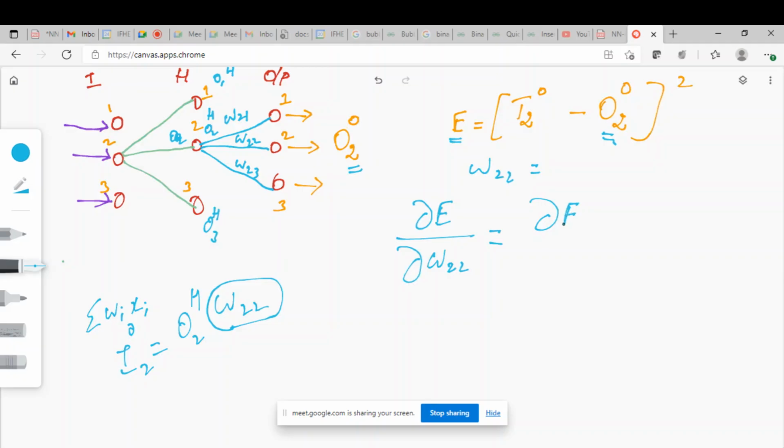First you have to differentiate the error with respect to the output, because error directly depends on the output. So it will be something like dou E by dou O2. Again, this output depends on what? Input. O2 means the output of the second neuron of the output layer, but that output actually depends on the input of the second neuron of the output layer. And now this input depends on what?